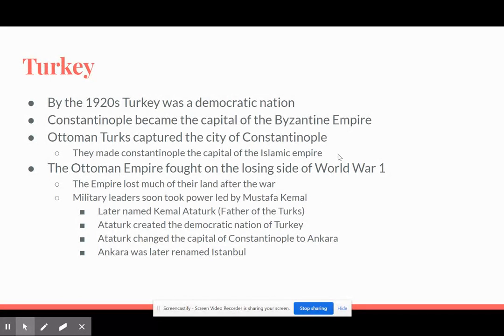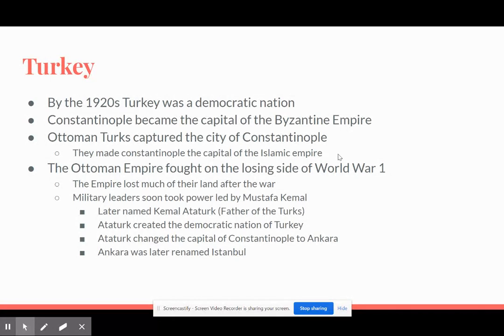So you guys remember when we talked about the Ottoman Empire? So this was the very beginning. They captured the Byzantine city, and it became the capital of the Byzantine Empire. Ottoman Turks were the people who lived in the Ottoman Empire, and they captured the city of Constantinople.